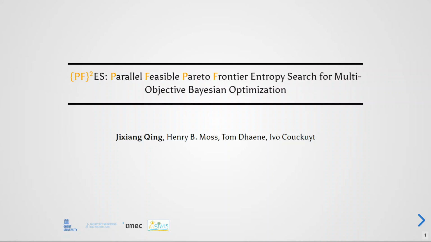Hi everyone, I'm really glad to introduce our work called PF2ES, Parallel Feasible Pareto Frontier Entropy Search for Multi-Objective Bayesian Optimization. My name is Jixiang Qing from Ghent University. This is a joint work with Henry Mons, Tom Dhaene, and Ivo Couckuyt.